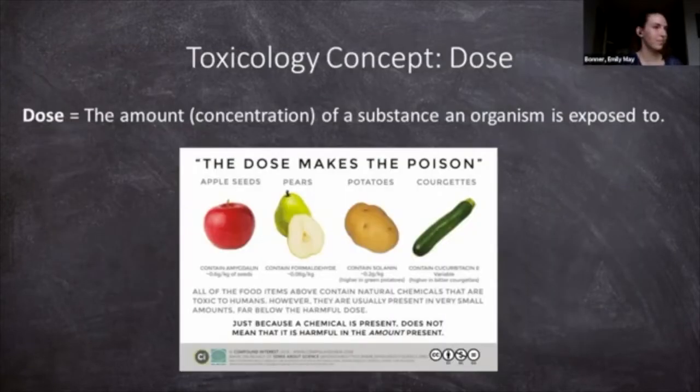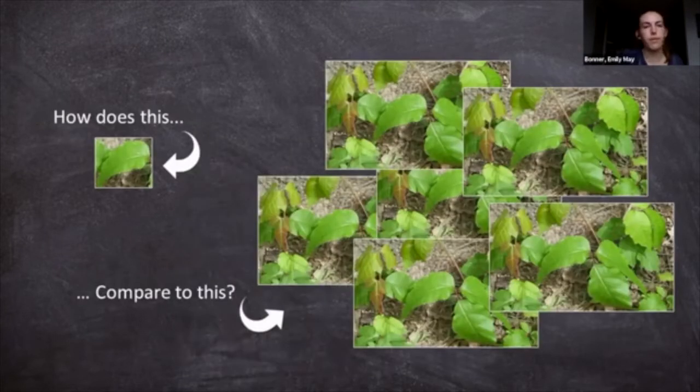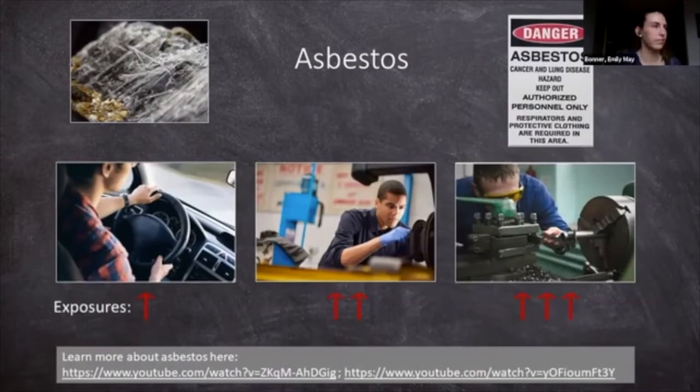A key concept in toxicology is that the harmful effects that a chemical can have depends on the amount of the chemical that an organism is exposed to. The amount of a chemical or substance that an organism is exposed to is called the dose. You may have heard the saying that the dose makes the poison. For example, if someone were to brush up against one leaf of poison ivy, they would likely be exposed to a smaller dose of urushiol than someone who is walking through a forest covered with poison ivy, brushing up against countless leaves.